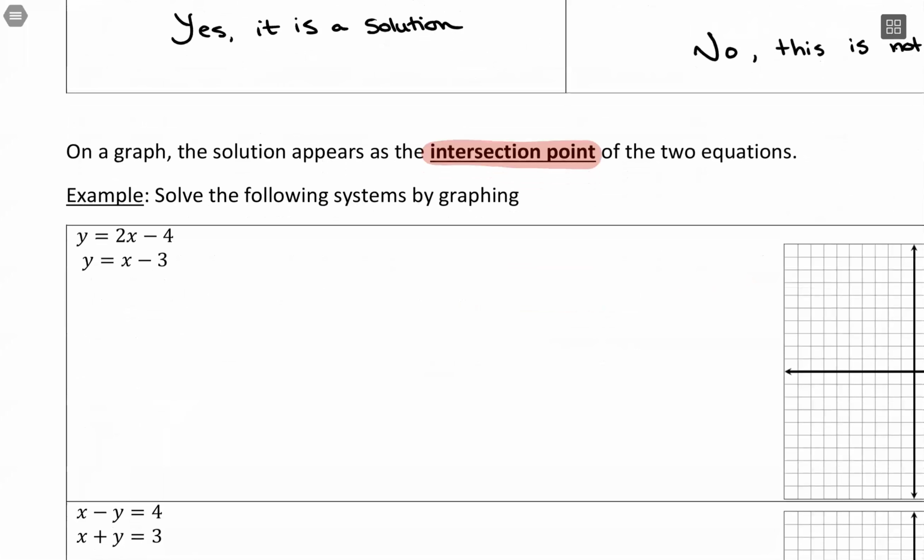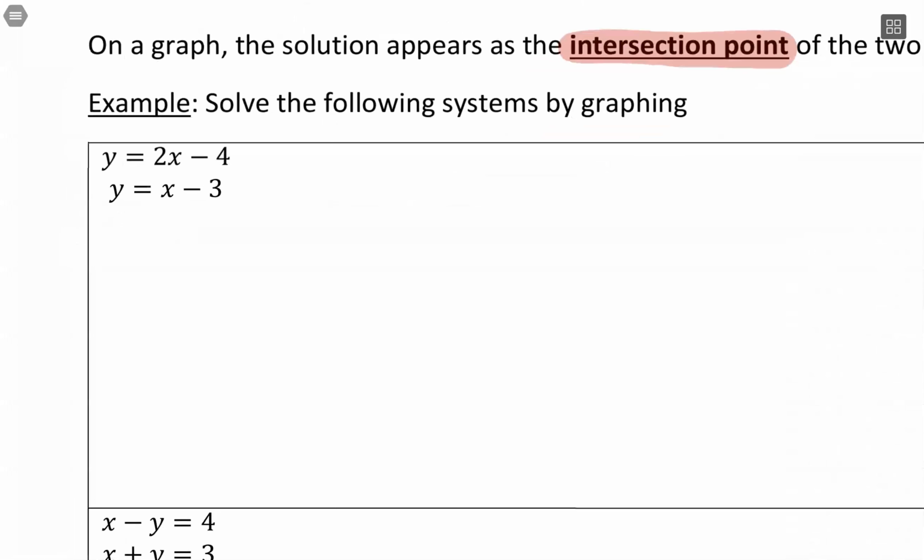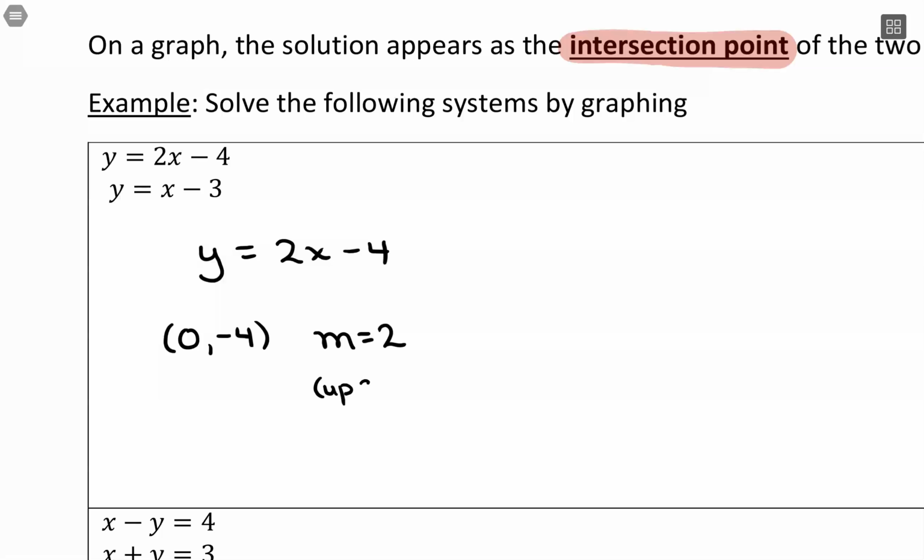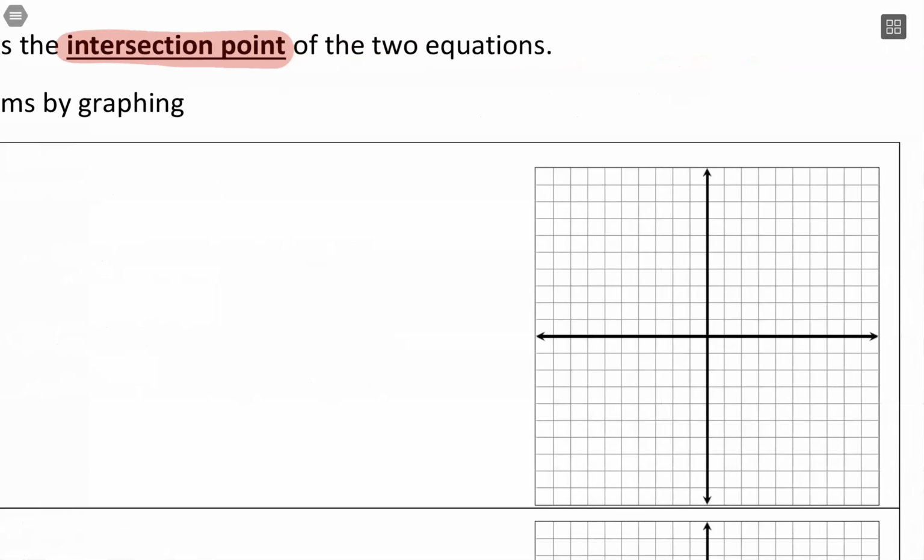So what we're going to do is graph both of the lines and then see where they intersect. This is going to be good practice for graphing our linear equations. So y equals 2x minus 4. This gives me a y-intercept of (0, negative 4). And for the slope, we have a slope of positive 2, which I won't write every time now. I talked through it, but that's telling me to go up 2, right 1 is the pattern that I want to follow. So let's go ahead and graph that line.